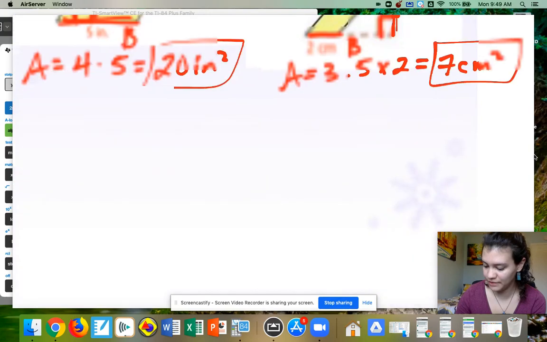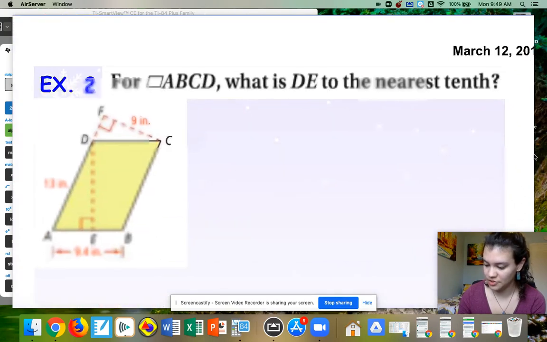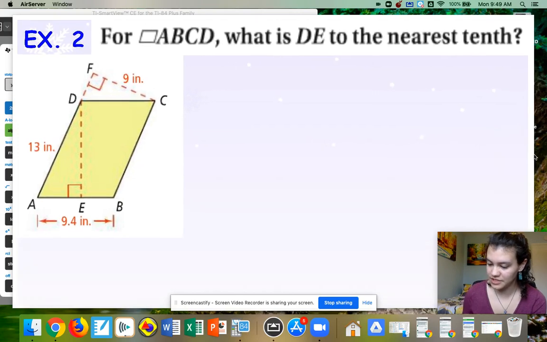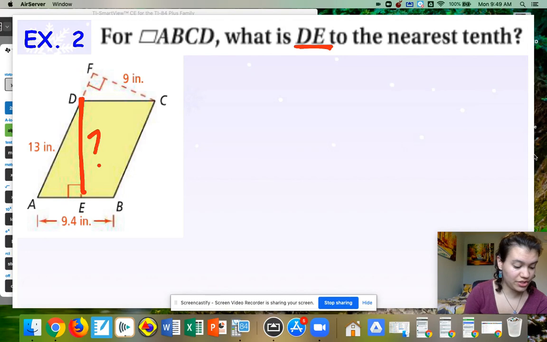All right, moving on. So here's something a little bit more complicated. For this, we want to figure out what is DE to the nearest tenth. So we're looking for this right here is what we need to figure out. So to do this, you want to figure out what's the area first. Once you have the area, you can solve backwards to find what's missing.